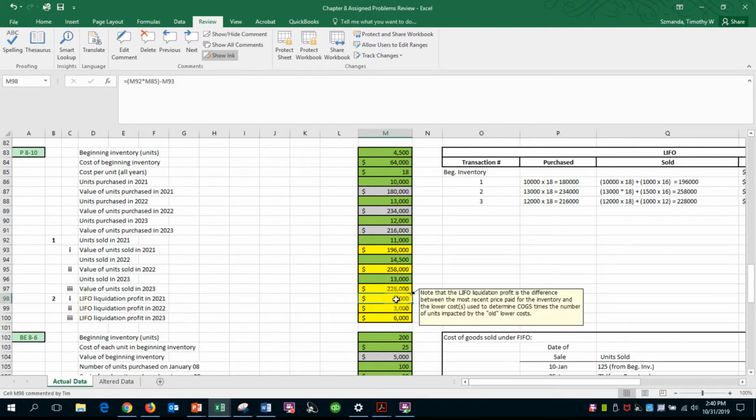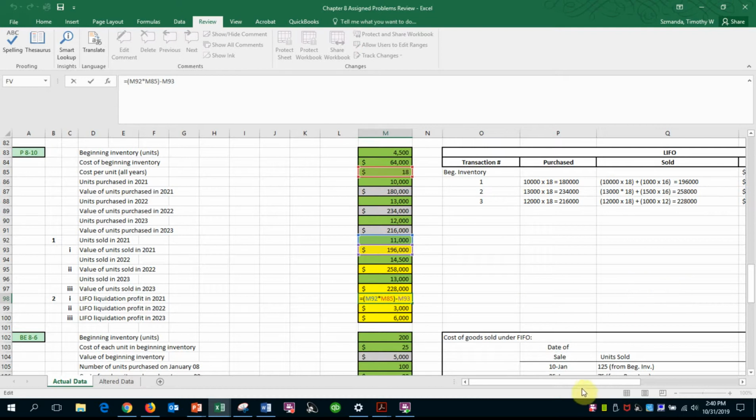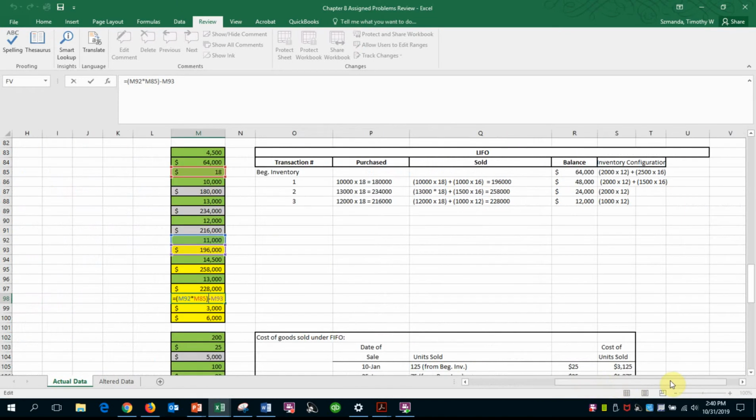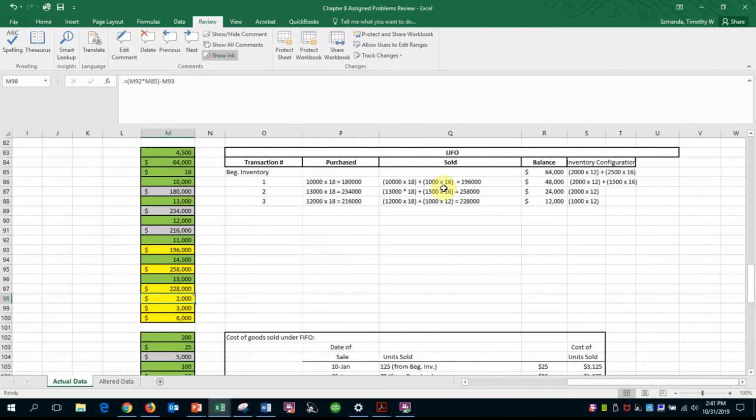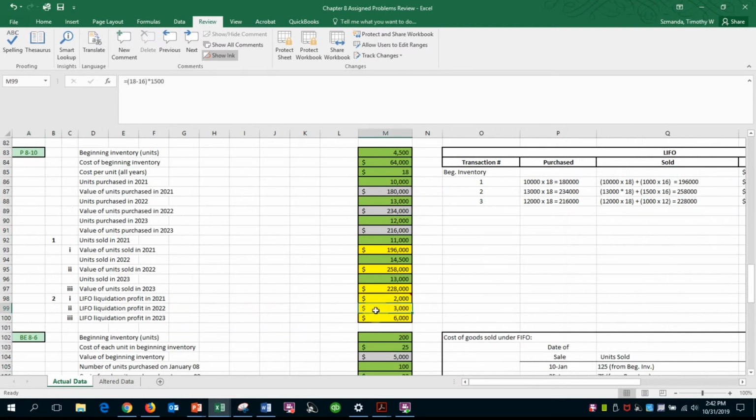So let's run through a calculation here. In this case, the way I calculated the additional profit by using these older, lower costs, the difference between 18 and 16, the old cost, is $2. 18 minus 16 is $2. That's the additional profit, $2 per unit times this 1,000 units. Let's just take 18 minus 16, current cost minus old cost, and then multiply it by the number of units we costed under the old cost, which is 1,000. So $2 times 1,000 is $2,000. That's the additional profit that we're realizing because we've liquidated an old layer.